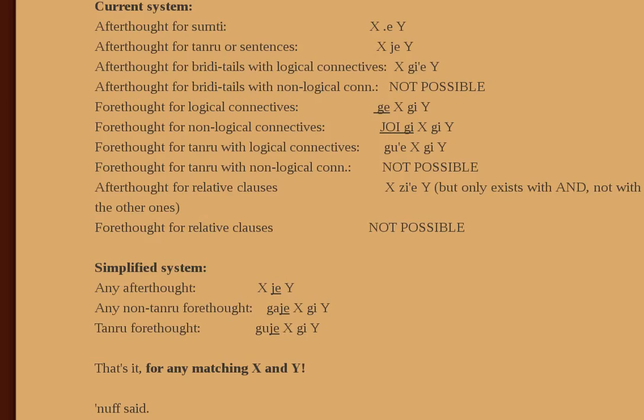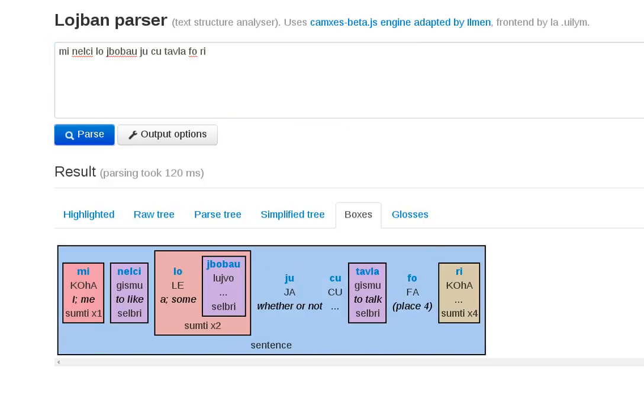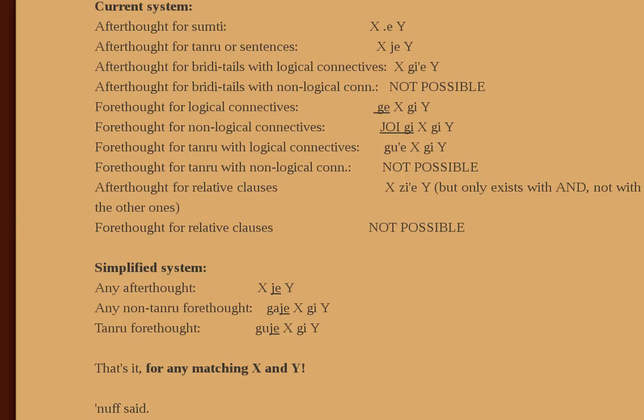But anyway, in the old system, there wasn't any way to connect bridi tails like gihe and gihe, like gihu or giha. Those are different, and there's no analogous ones for connecting bridi tails with afterthought other logic. Mi nelci lo bolbao jeshu tavla fori: I like Lojban and speak in it, or this means I like Lojban whether or not I speak in it. Mi nelci lo bolbao jushu tavla fori, so you can change it to a ju, but you can't do that with giha. So giha was not even as good.